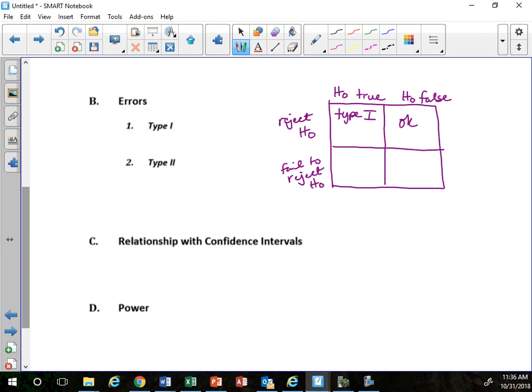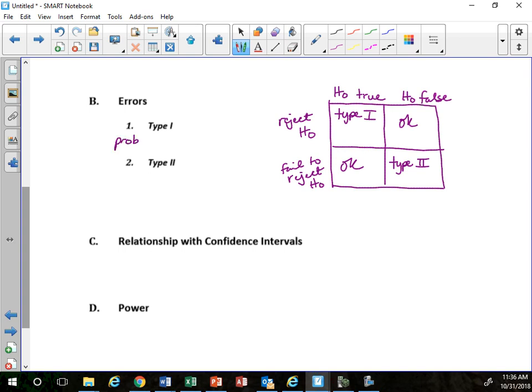Okay. What if the null is true and we fail to reject it? Is that also okay? Yeah, we don't want to reject it if it's true. So this one's okay. Any guesses as to what's going to go in that last one? Type 2, okay. Yes, you're so honest.